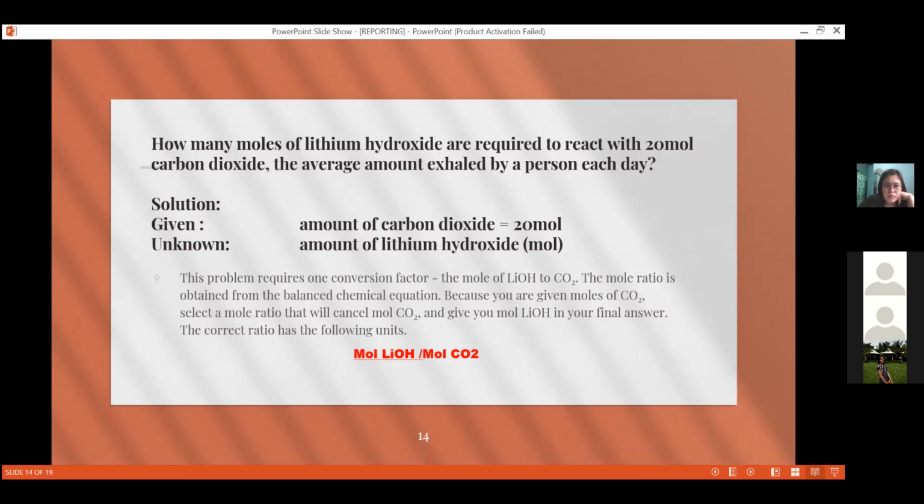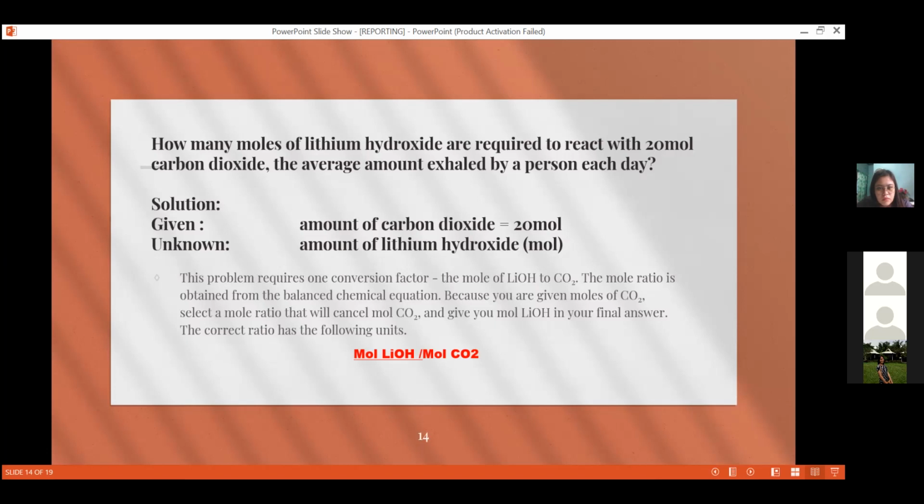This problem requires one conversion factor, the mole of lithium hydroxide to carbon dioxide. The mole ratio is obtained from the balanced chemical equation. Because you are given moles of carbon dioxide, select a mole ratio that will cancel mole carbon dioxide and give you mole lithium hydroxide in your final answer. The correct ratio has the following units: mole lithium hydroxide over mole carbon dioxide.